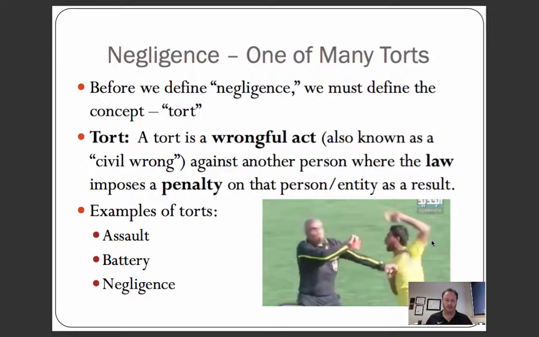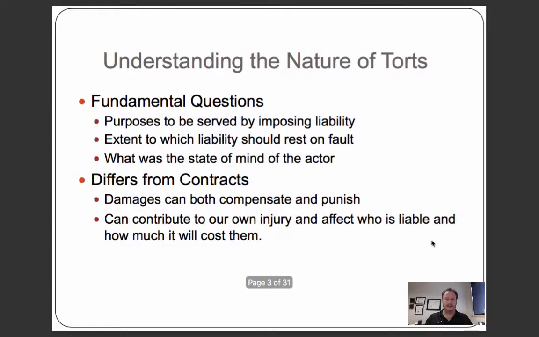And there are different types of torts out there. There are intentional torts like assault or battery, which I'm sure you've heard of. And then there's negligence, which is a class of tort. So understanding the nature of torts is very important.